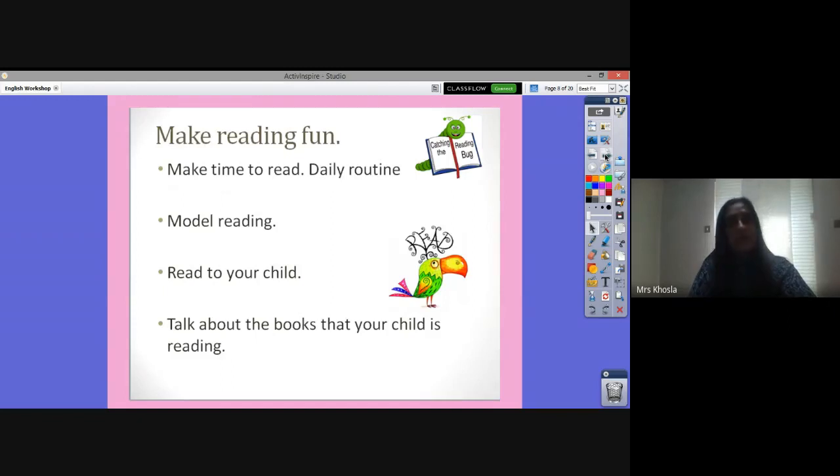Just to recap, make reading fun, make time to read, bring it into your daily routine, model reading, read to your child, talk about the books that your child is reading, encourage your child to read with a fluent and expressive style, showing an awareness of punctuation and dialogue in the text.